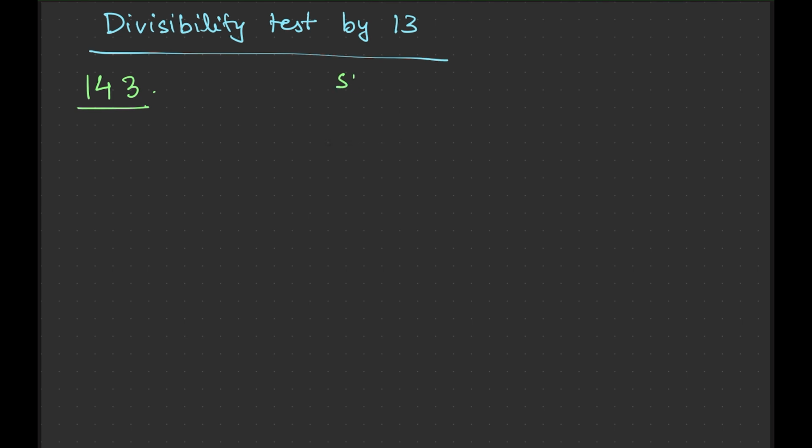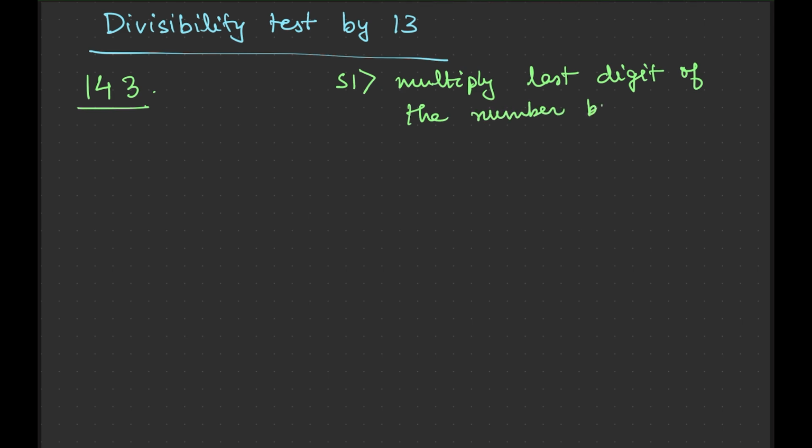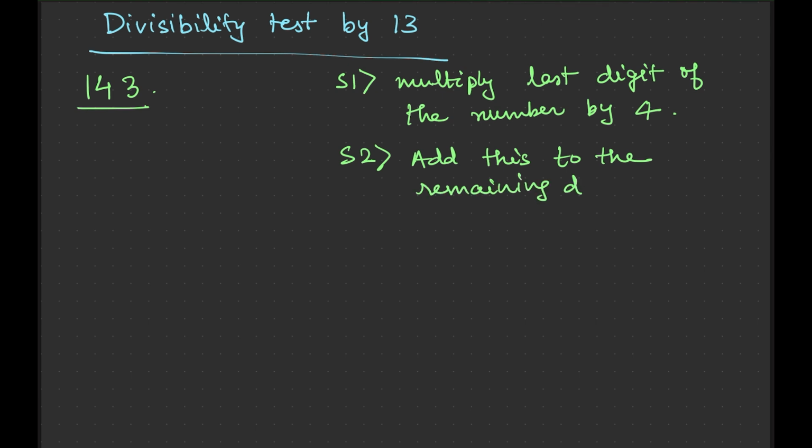So the steps we will be following: step 1, multiply the last digit of the number by 4. Step 2, add this to the remaining digits of the number.